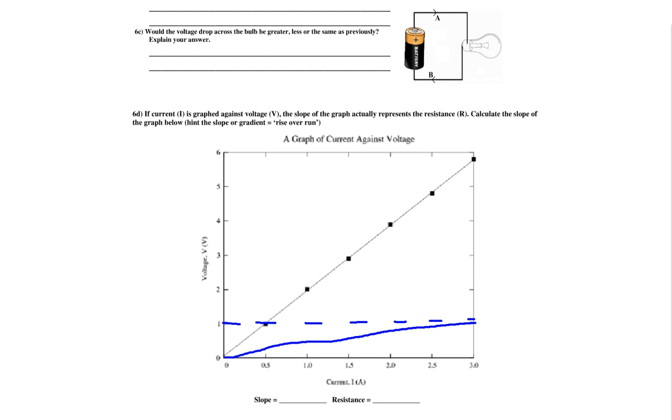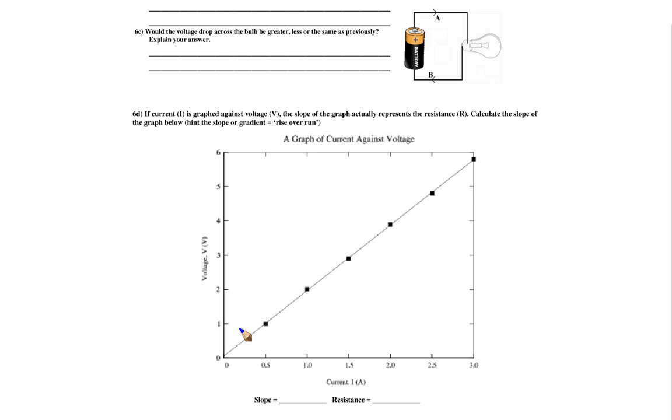So by looking at the slope of this graph with voltage against current, we can essentially work out how much resistance there is in the circuit. So to work out the slope, we take any point on the graph.